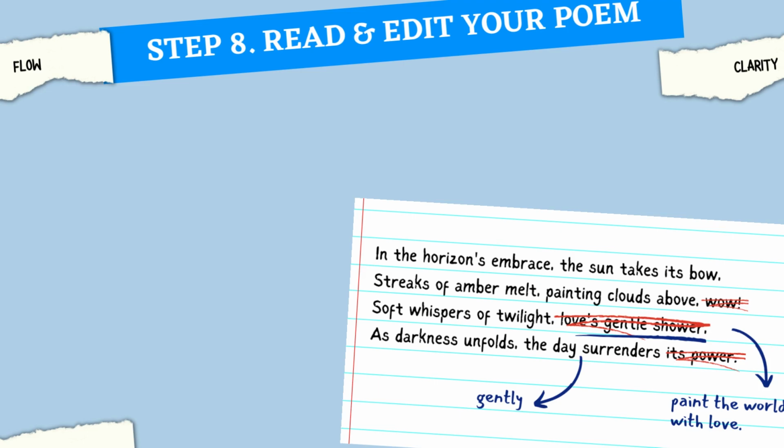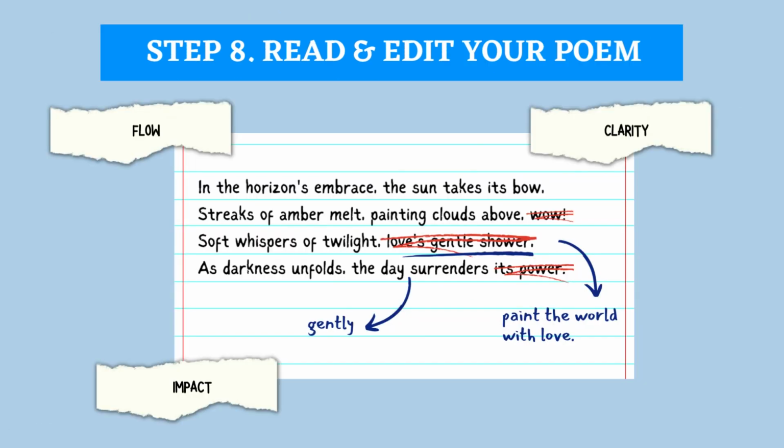Step 8. Read and edit your poem. Read your poem aloud to yourself and make edits or revisions to improve the flow, clarity, or impact of your words. You may want to adjust line breaks, remove unnecessary words, or rephrase certain lines for better rhythm.